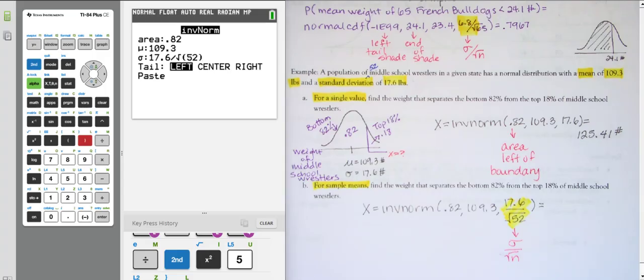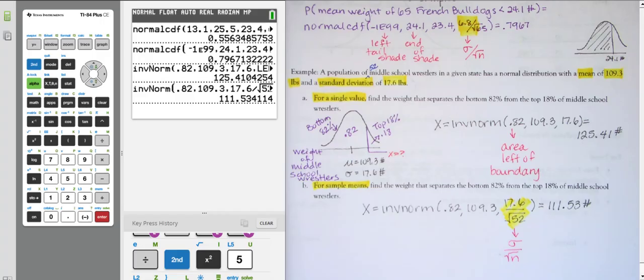If you don't close the parenthesis on a calculator that allows you to choose left, right, or center, you're going to get an error. Rounding this value to 2 decimals, we get 111.53 pounds.